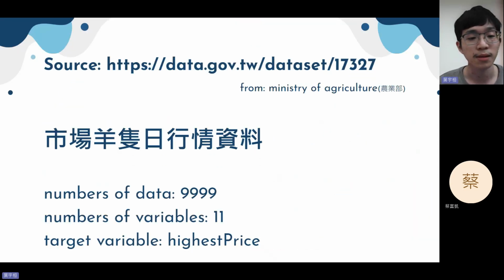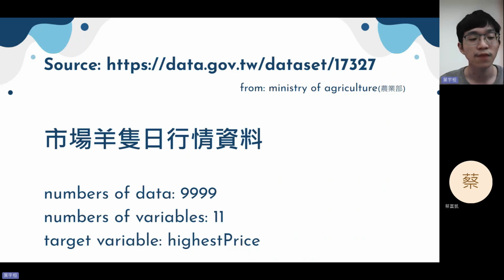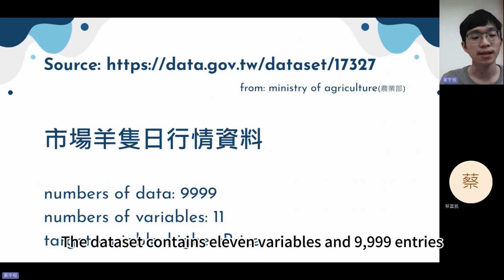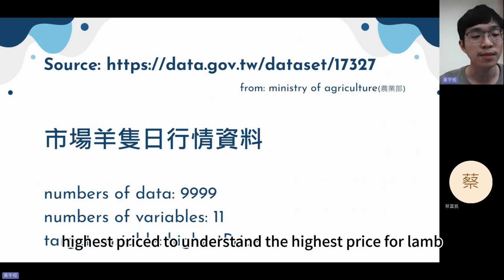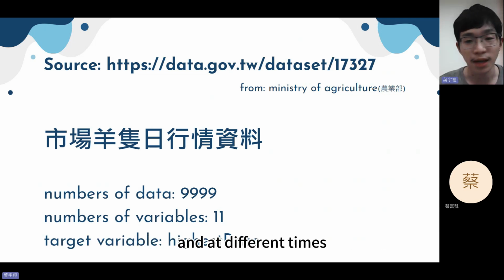Source of the metadata. The data set is named 市場交易日行情資料, from the Ministry of Agriculture and the website here. The data set contains 11 variables and 9,999 entries. We chose the target variable, highest price, to understand the highest price for different breeds in different markets and at different times.